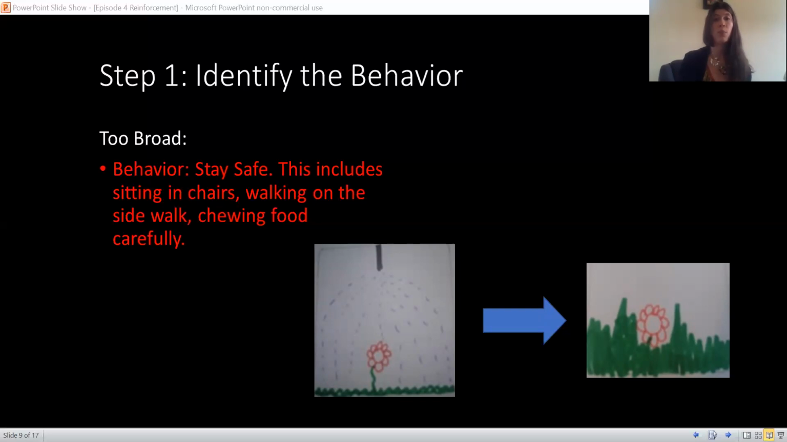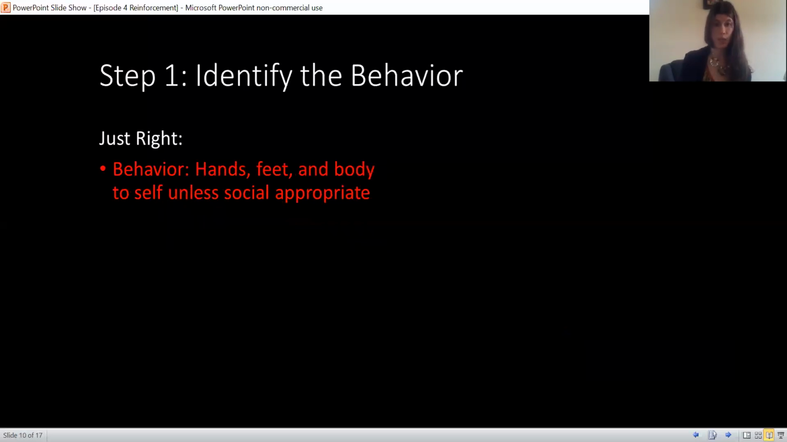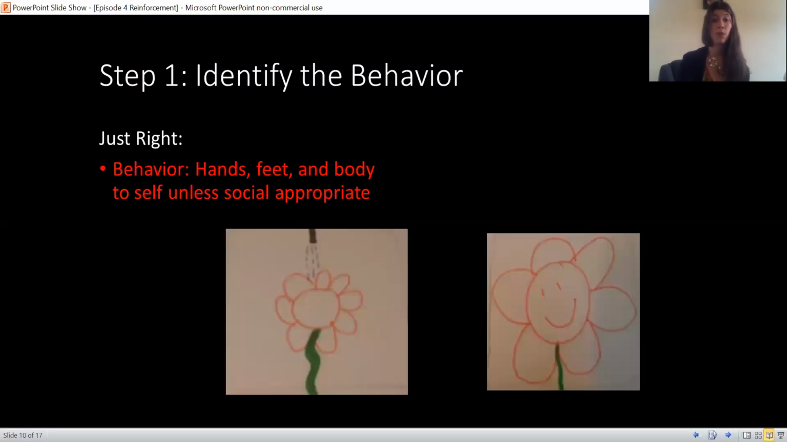So now think about a clearly defined behavior. Again, we'll talk about safety. Now you're reinforcing just keeping their hands and feet to themselves. Now you know exactly what behavior you're going to reinforce and can focus on that. That is similar to setting your hose to a stream and watering just that one flower. And that one flower is going to grow and grow and grow because you're really focusing on it.